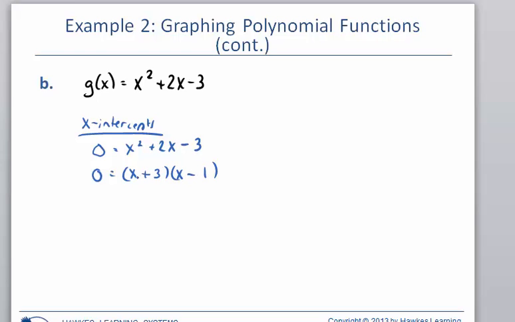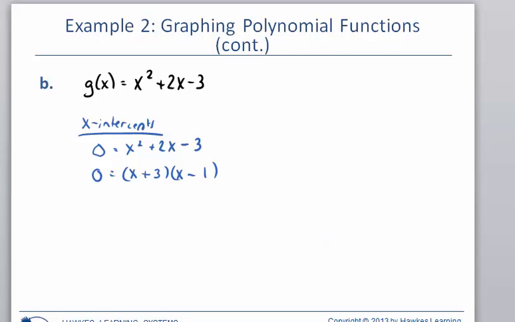Now I'm going to check just to be sure. X times x is x squared. My middle terms, the outside would be -x. The inside would be 3x. That does combine to give me a positive 2x. And then the last terms would be -3. So I think I'm good there.